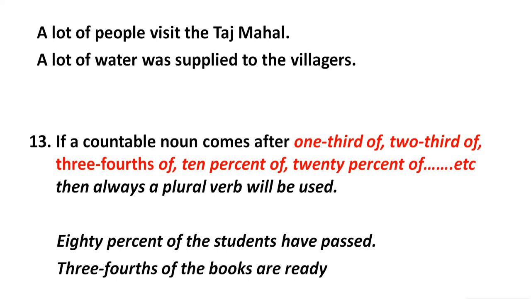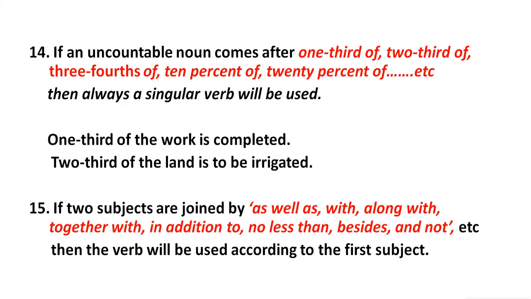Let's see the next example. 3/4 of the books are ready. Books countable. So again what is happening? We are using plural verb. ठीक है, books जो है countable है, इसलिए हम plural verb यूज कर रहे हैं. Let's see a few more examples.